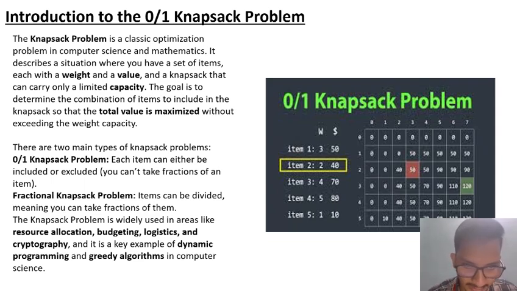There are two main types of knapsack problem. 0/1 knapsack problem: each item can either be included or excluded. You can't take a fraction of an item. Fractional knapsack problem: items can be divided, meaning you can take fractions of them.